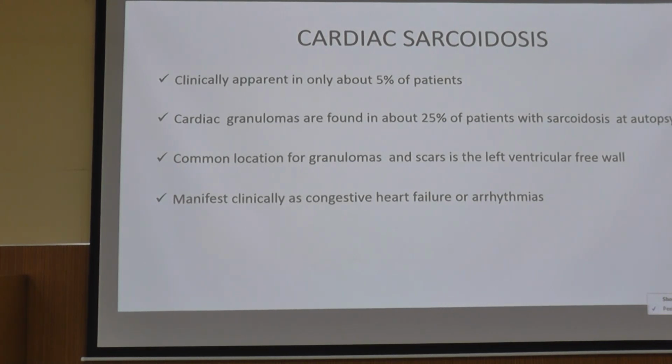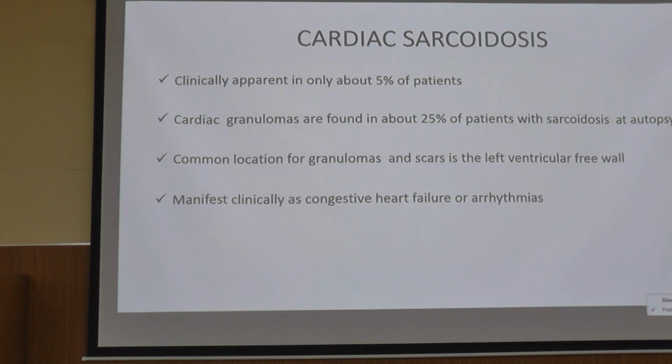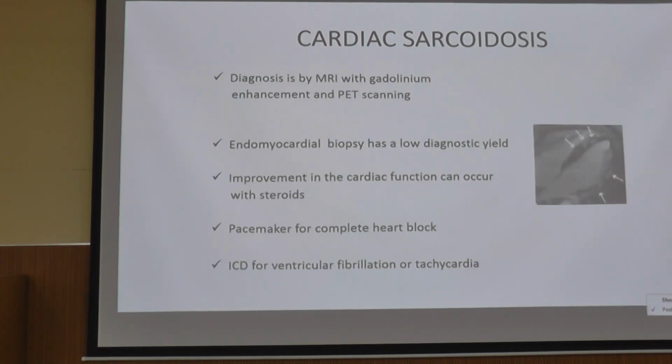Cardiac sarcoidosis occurs clinically in only 5% of patients, though granulomas can be found in 25% of patients on biopsy. The common location of granulomas is the left ventricular wall. They manifest as heart failure or arrhythmia. Diagnosis is by MRI, where gadolinium enhancement will be there. Endomyocardial biopsy has the problem that there are more complications and the diagnostic yield is less.